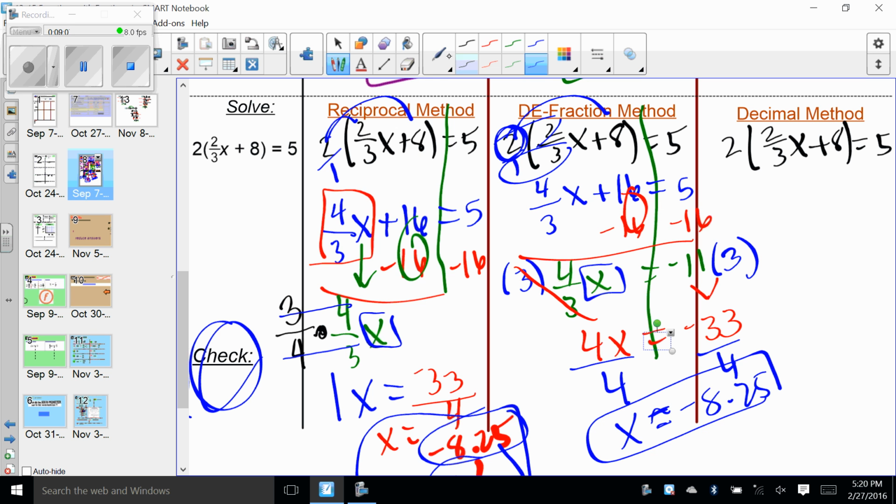So notice we get the same answer for the problem on the left using the reciprocal method, the problem in the middle using defraction, exact same answer, no rounding required. All right, guys, and the very last problem then for today. And then in your homework tonight, you'll be able to choose your method you prefer.